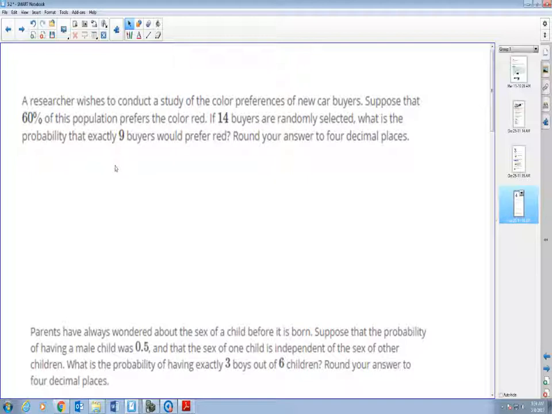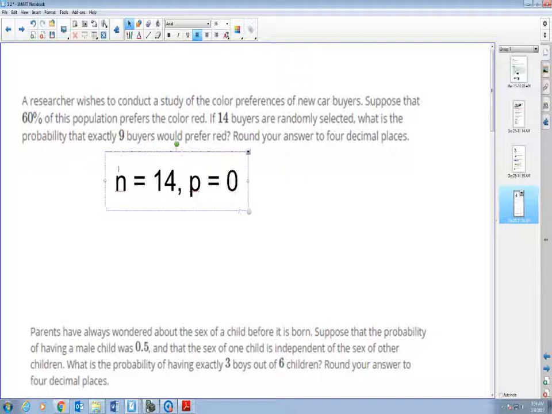Alright, so my N has got to be 14. My P, probability of success, has got to be 0.6. 60% want red. And this problem wants me to find the probability of finding exactly, we want exactly to be 9.